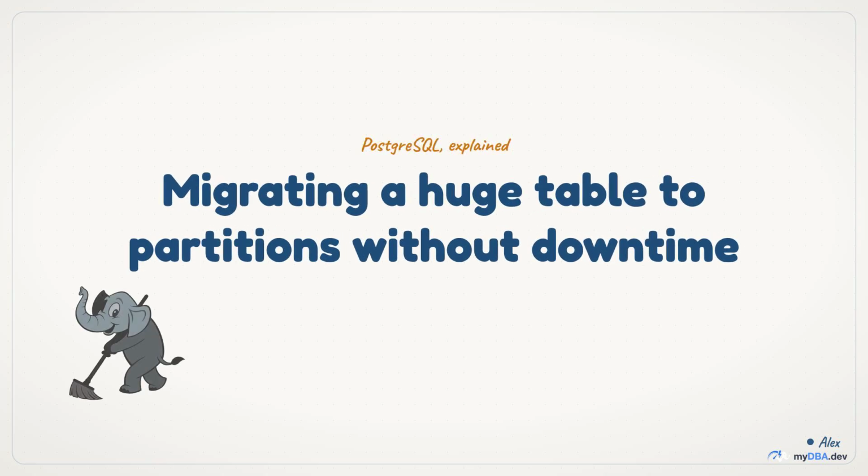So you've got this massive orders table, we're talking millions of rows, and you need to partition it by date. Problem is, you can't afford any downtime. And you definitely can't lock the table for long periods while you're shuffling data around. Right? So how do you even start?